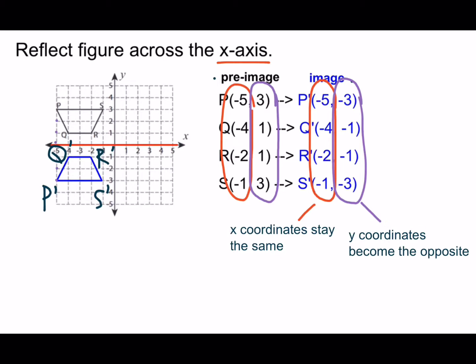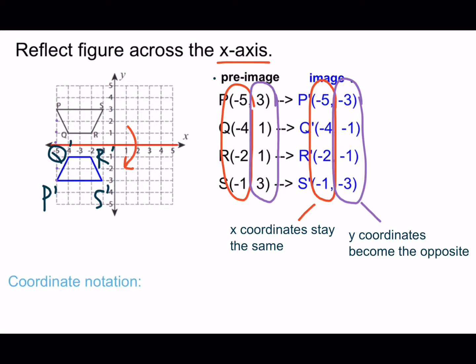And that should make sense. Look at your figure. If you are reflecting it across the x-axis, that means you're just moving something from the top to the bottom, or from the bottom to the top. So your x values, your horizontal values, do not change. It is going to be just your vertical values, your up and down. So that is why your y values are the only values that change.